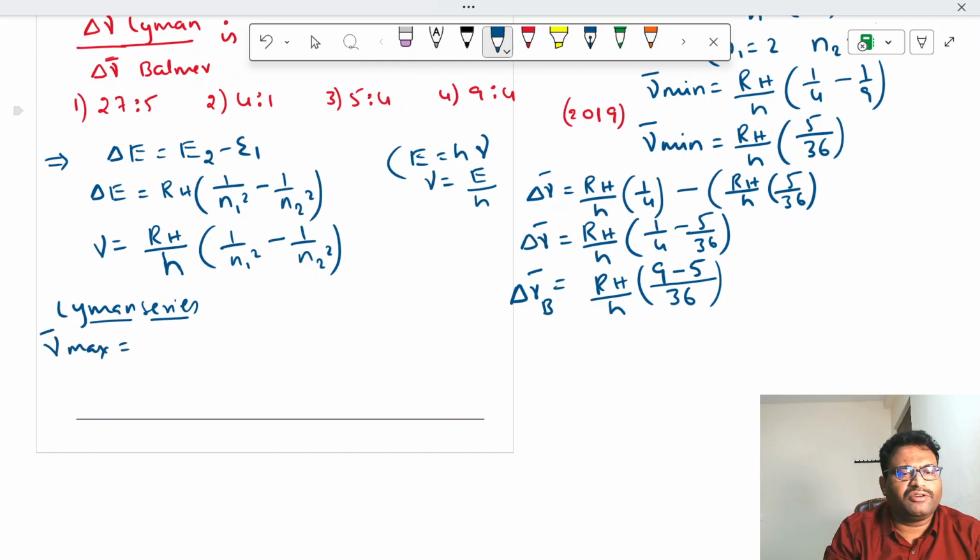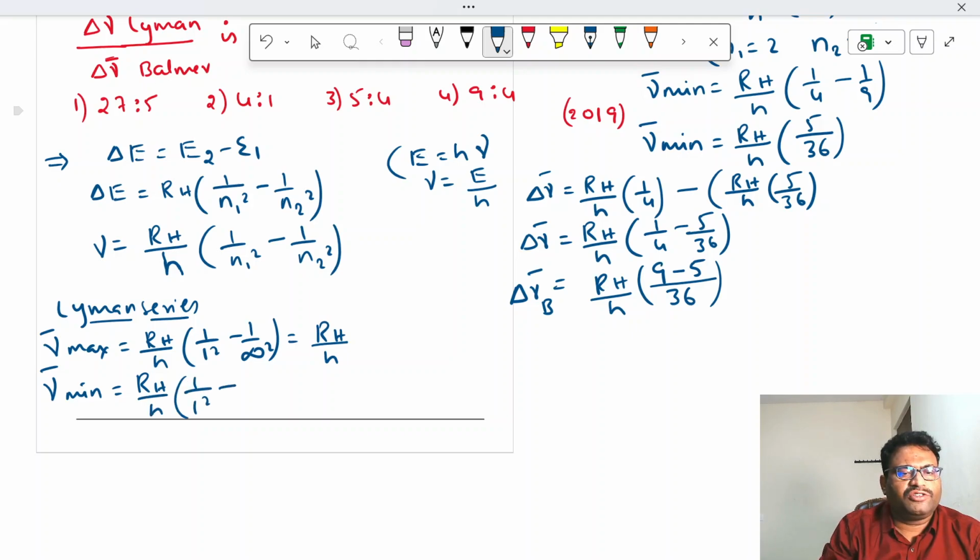Maximum is equal to RH by H into 1 by 1 square minus 1 by infinity square, which is equal to RH by H. That's it. Minimum will be equal to RH by H into 1 by 1 square minus 1 by 2 square. So minimum energy means when it is de-exciting from the second energy level to the first energy level. So 1 minus 1 by 4 is 3 by 4. So RH by H into 3 by 4.